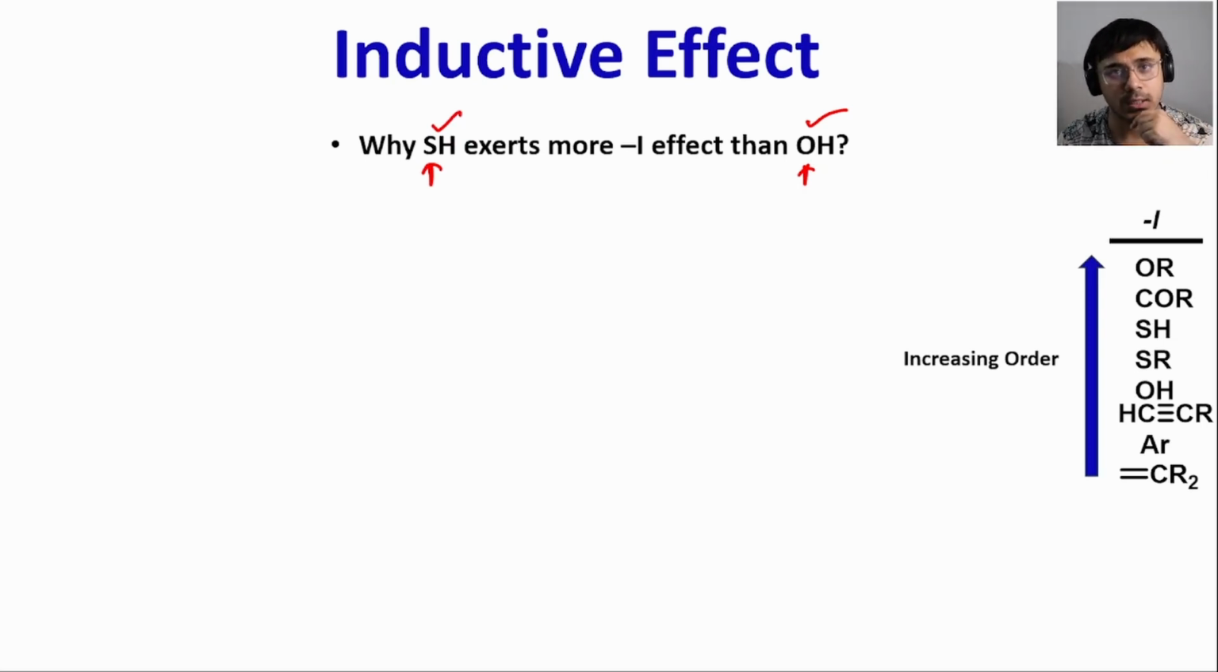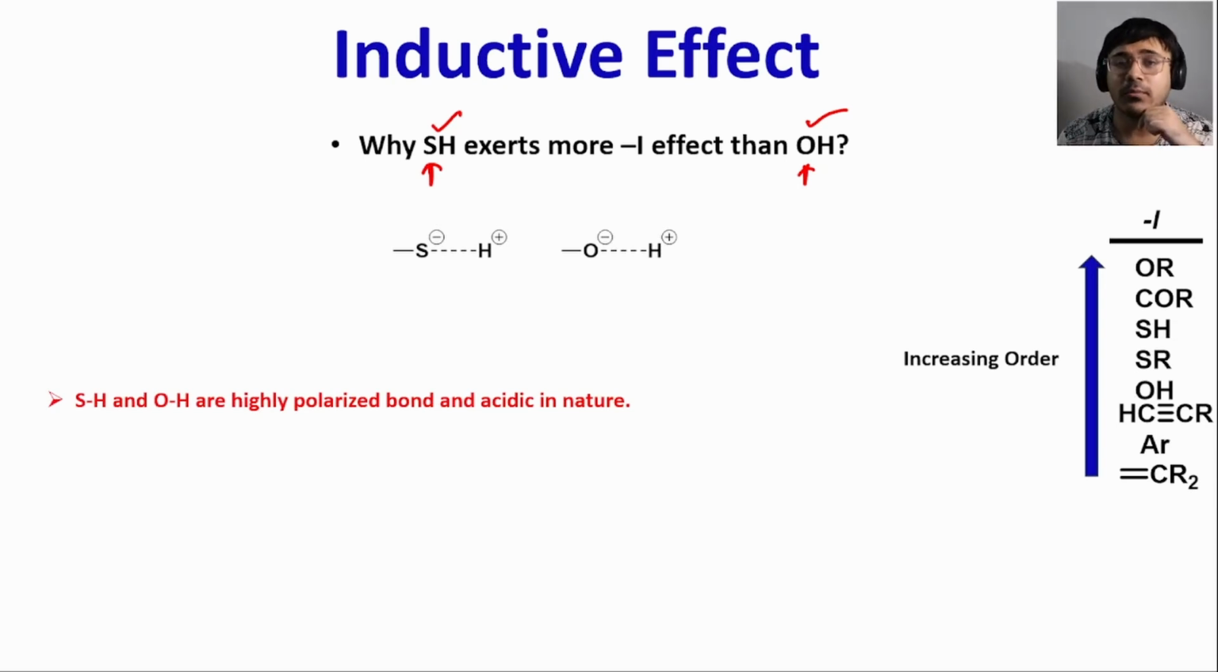This is happening exactly opposite. That means this is an exception, right? Chemistry is full of exceptions. No. If you have proper reasoning, then nothing is an exception. So let's see why it is happening so. First we have to see what is happening in the case of the SH and OH bond.